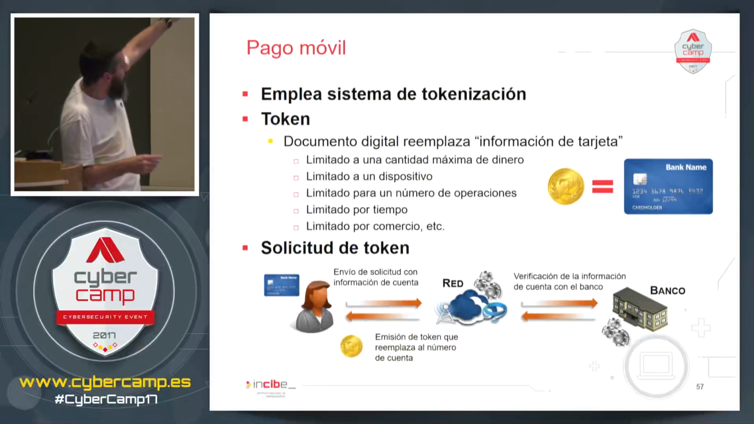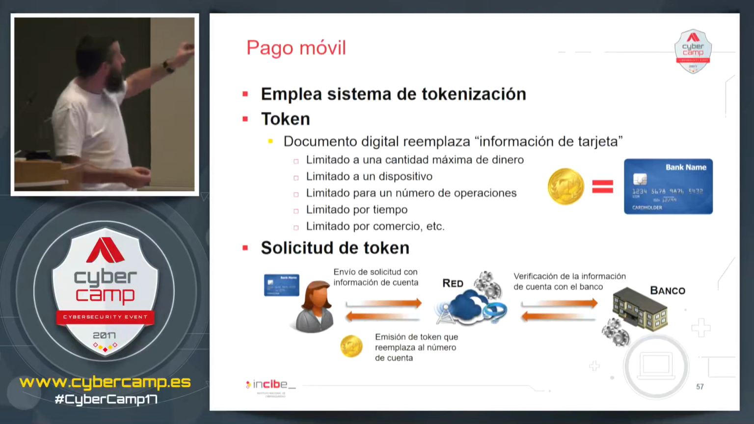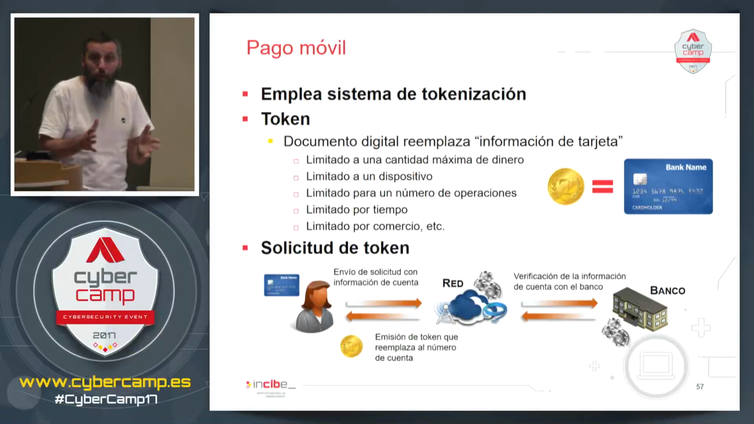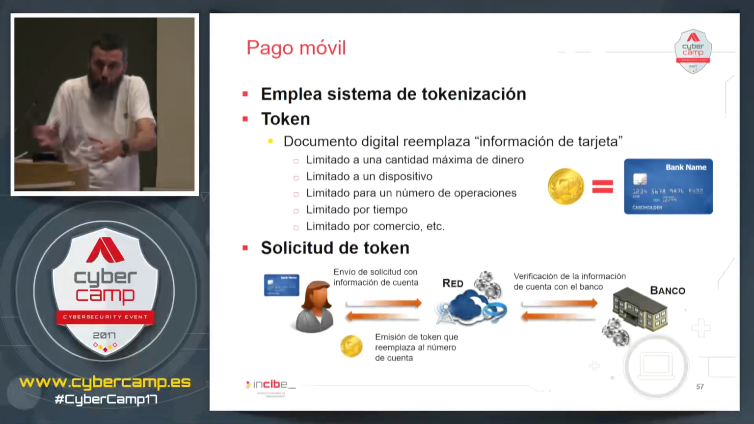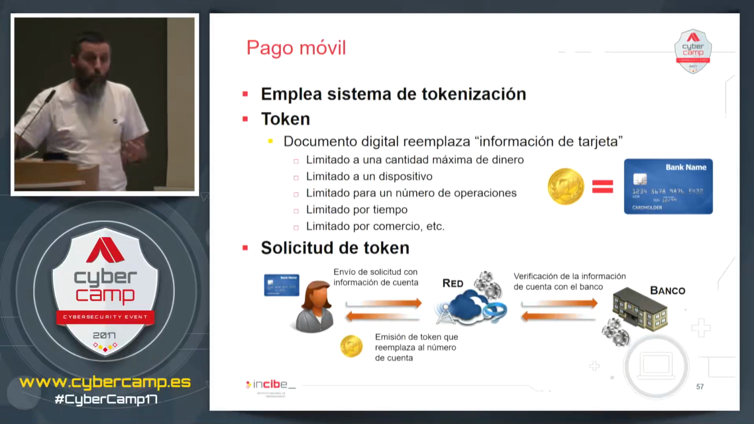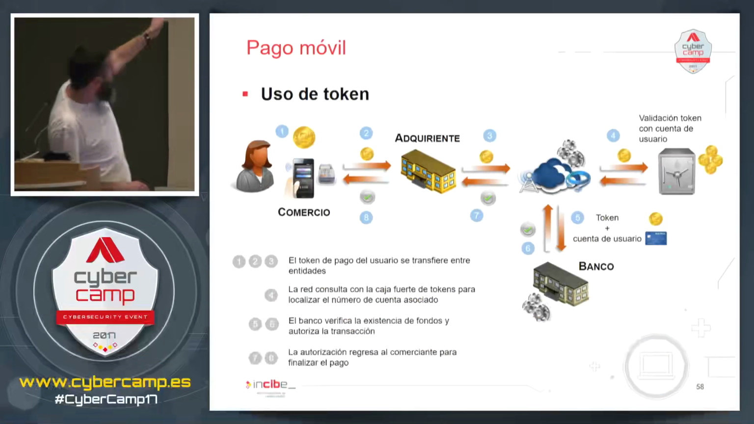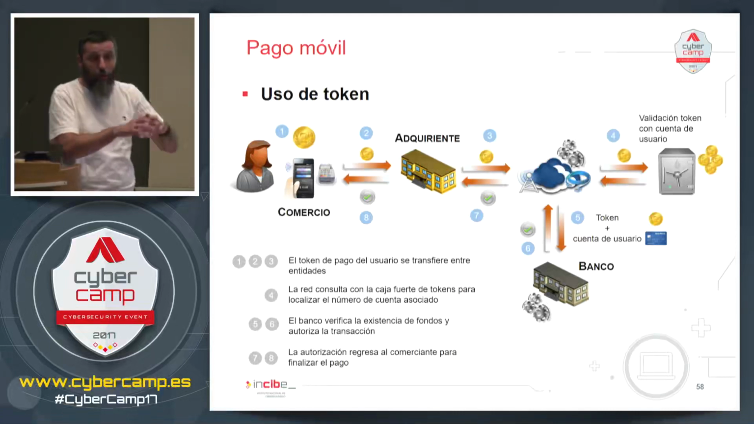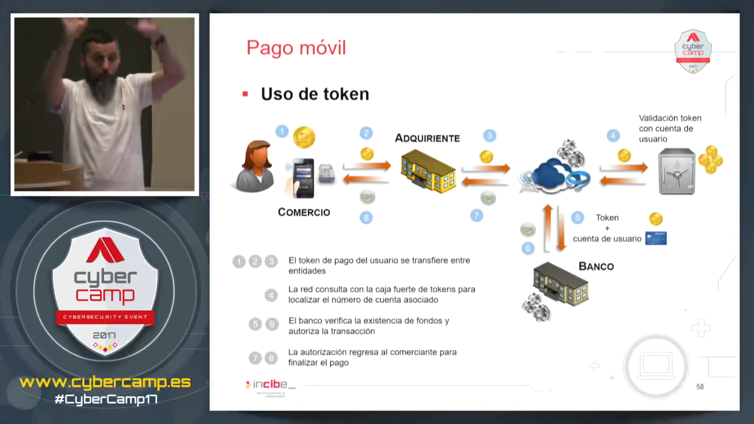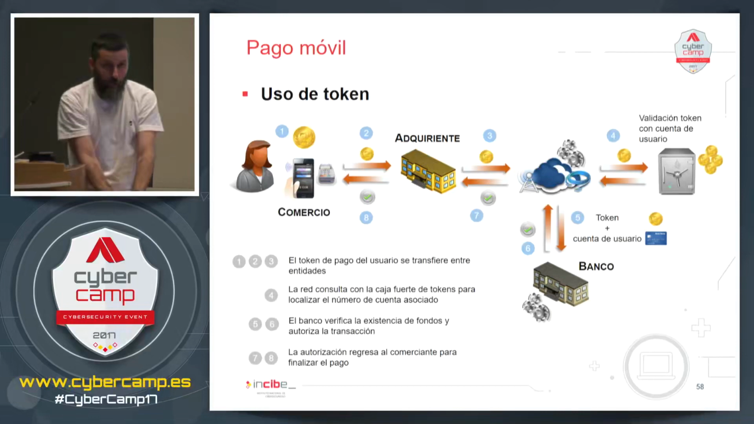These tokens have information related to the maximum amount of money that I can pay. It can be linked only to my mobile if I lose it, or I can use it for 2 hours. This is the content of tokens. And I can download the tokens in my phone, and I use tokens to pay. When I pay, I give the token to the TPV. The TPV covers the network and it matches the token that it has received with the real card number. The token and the card number are given to the bank and the bank validates this operation.